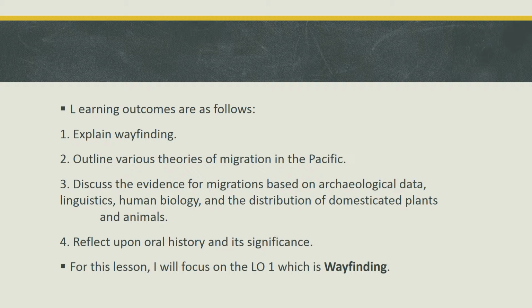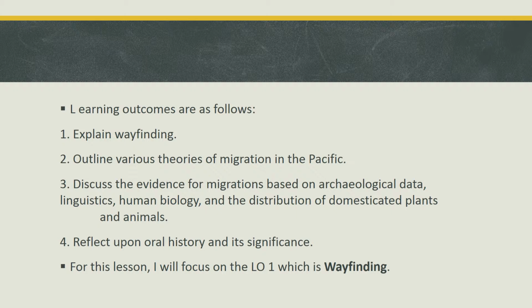Now, I will explain a little bit about wayfinding. Wayfinding is the method of navigating without the use of modern instruments. In other words, Pacific ancestors used nature to help guide them on their journey when they were sailing in the ocean. For example, the use of stars, the use of waves, the use of birds. These were all features of nature that Pacific Island ancestors used to navigate their way across the Pacific Ocean. It's quite a remarkable feat when you think about it.